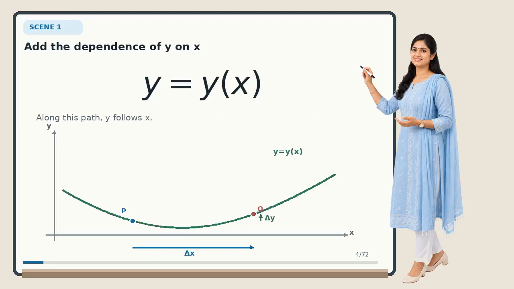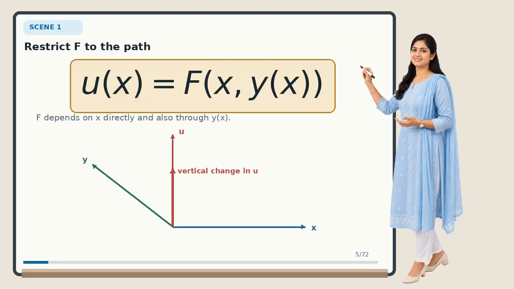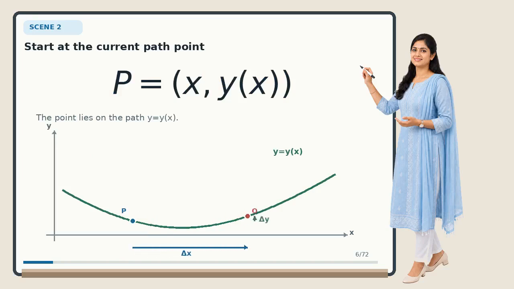Now we are given one additional relationship. The variable y itself depends on x, therefore once x changes, y does not remain independently fixed. After substituting y of x, u becomes a composite function of the single variable x, differentiating u with respect to x. Begin at the point P whose coordinates are x and y of x.